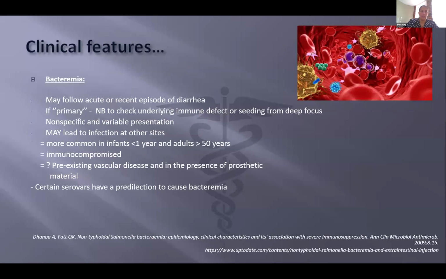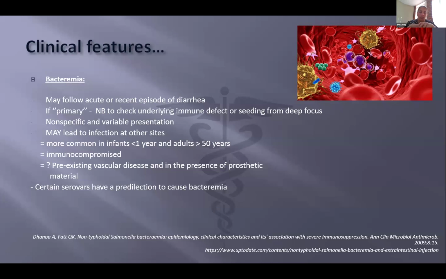Bacteremia is the other clinical manifestation, and it may follow an acute or recent episode of diarrhea. Like I said, patients may not even recall that they had an episode of significant gastroenteritis. If it's primary, it's important, like I mentioned, to check for underlying immune defects or seeding from a deep focus. And really, the presentation here can be fairly non-specific and variable. Patients may present with fever, rigors, all the way up to septic shock. With bacteremia, you may have infection at other sites as a result.